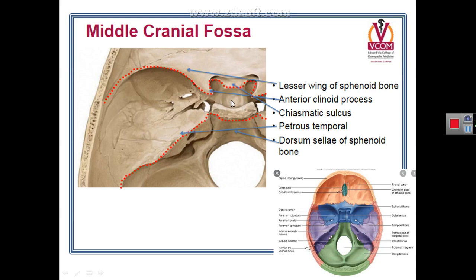On the side of the sella turcica, the hypophyseal fossa, are the cavernous sinuses on the right and left side. And here the bone shows a groove for the carotid artery, for the internal carotid artery.